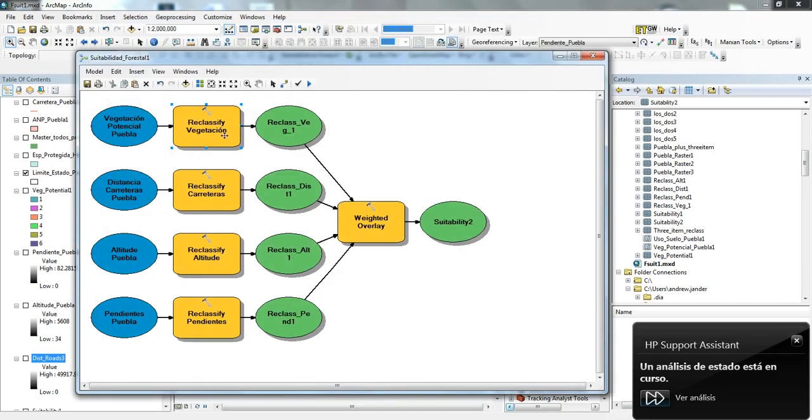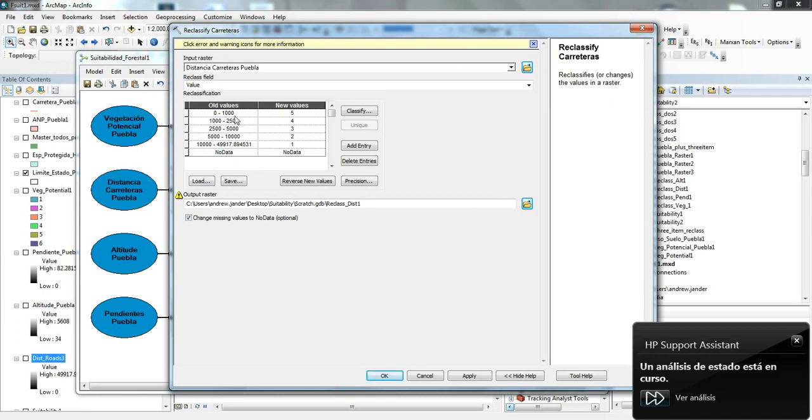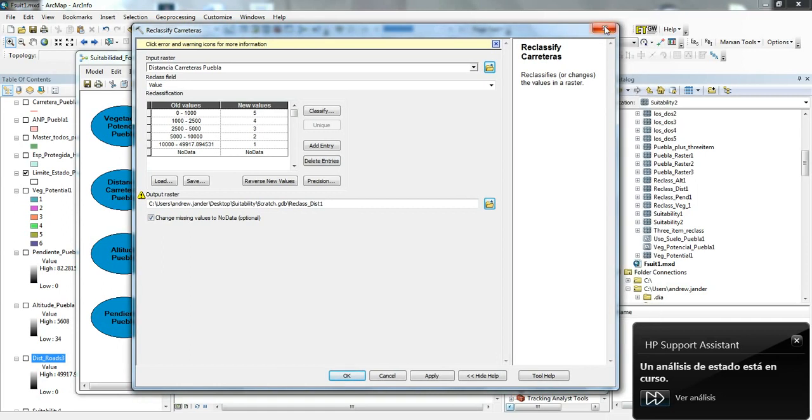And then also going down through some of the other ones, this is looking at distance from roads. Between 0 and 1,000 meters from a road is considered to be a 5. Between 1,000 and 2,500 would be a 4. And then between 2,500 and 5,000 meters would be a 3. The further that you get from a road, the less favorable that area is for timber harvest, or for actually having a business run based on timber harvest.